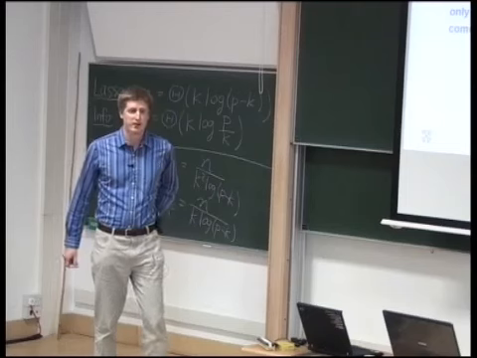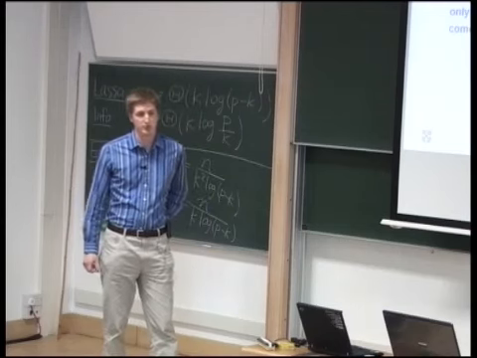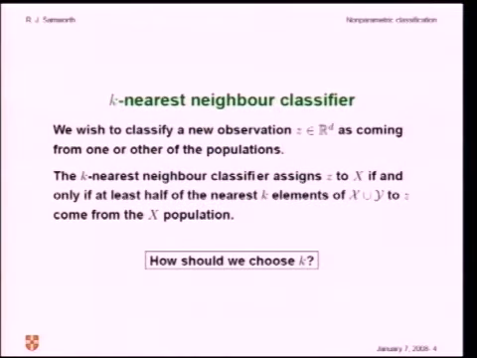Okay, so the k-nearest neighbour classifier is a very old, perhaps the simplest type of non-parametric classifier you could think of. The aim of the game is that we wish to classify a new observation which we think of as being another observation from this Poisson process, and we want to try and classify it as coming from one or other of the two populations. And then the k-nearest neighbour classifier assigns this new point z to population x if at least a half of the nearest k elements in our combined sample to z come from the x population.